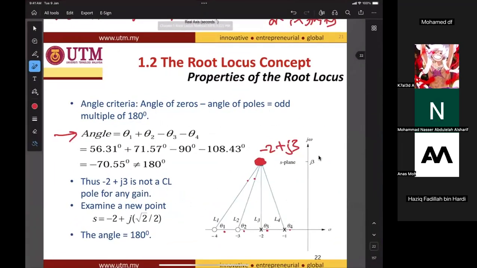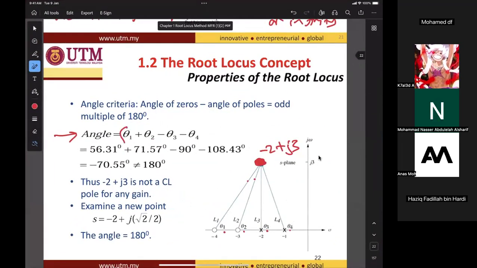Okay, so now we insert inside. The formula says the total angle of zeros minus the total angle of poles. For the zeros it is 56.31, 71.57, so minus 90 degrees due to the poles, minus 108.43 degrees due to the poles as well. The total is minus 70.55, which is not equal to 180 degrees. Automatically, minus 2 plus J3 is not a closed loop pole for any gain.